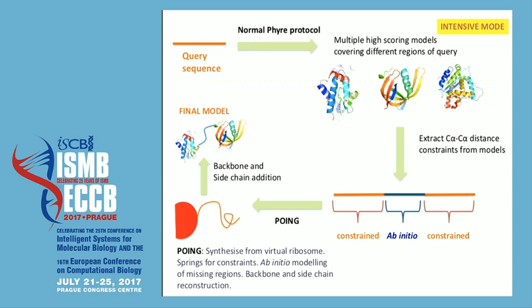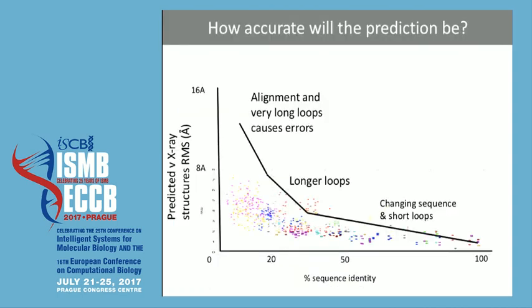This is the intensive mode. So here you would have found models for different parts of the protein, and you're linking in a fragment-based approach the connection, and we use a simulation called Poing, and you get a final model. That gives you some indication, but you really can't rely on the relative positions of the two domains, except if the connection is short. So how accurate will your modeling be?